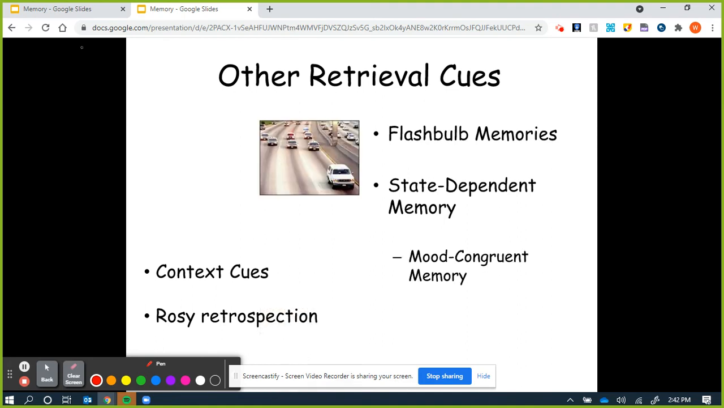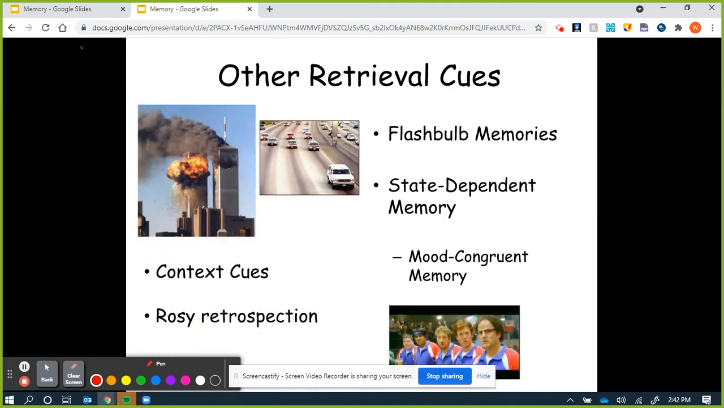All right, other retrieval cues we have. Let's see. The only one we haven't got, rosy retrospection. Rosy retrospection actually should probably not be on this slide because it's not really a retrieval cue. I think it's more of misinformation. Rosy retrospection, though, is our tendency to, you may have something happen to you that's not enjoyable. The longer time passes after the thing that happened to you that you didn't like, our memories of things actually get better when we look at them in hindsight.